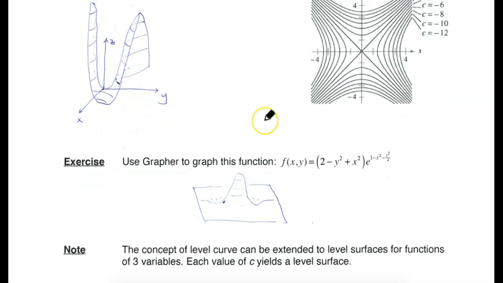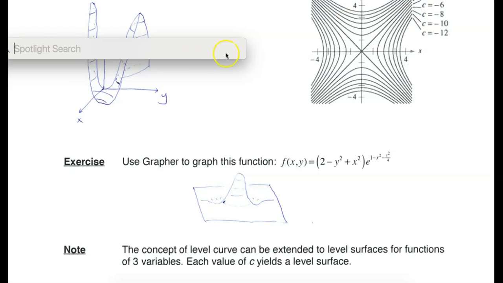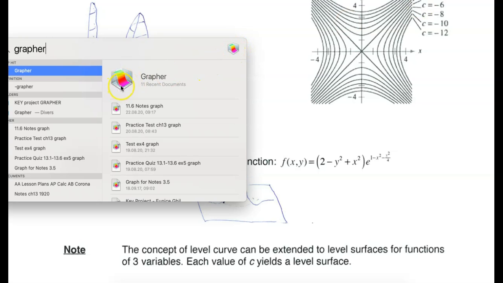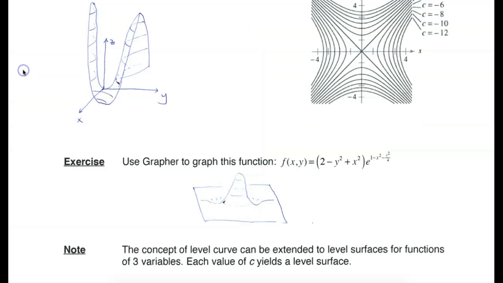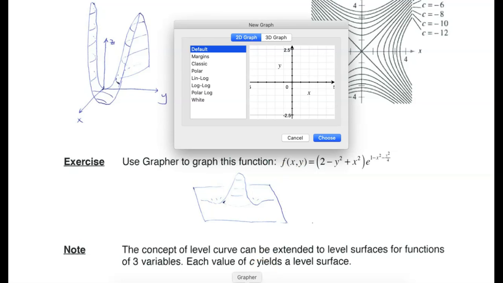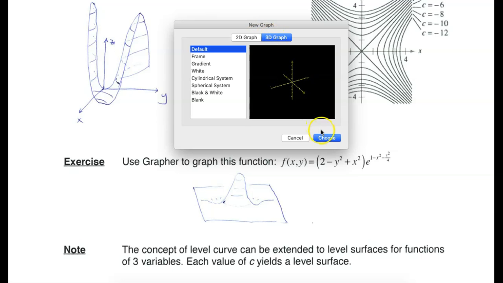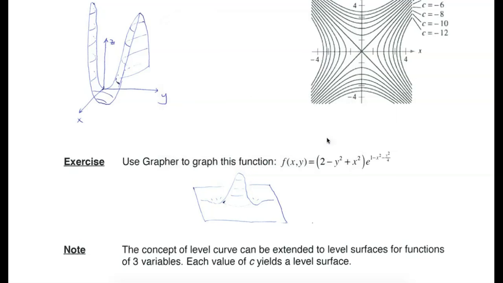All right, so there's a software that is right in your MacBook. If you search and you type Grapher, it has this symbol here, and if you choose that, you can use that software. It will offer you to graph in 2D or 3D. So for us, it's going to be 3D. We pick that.